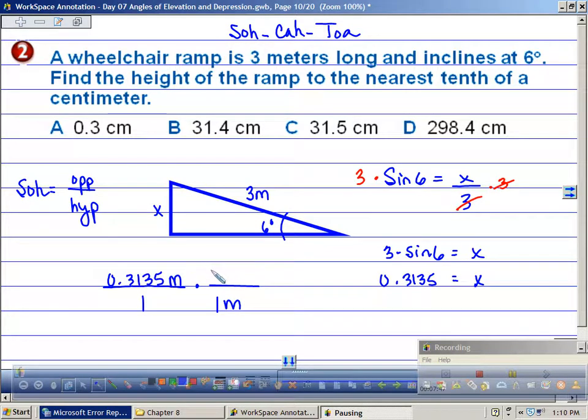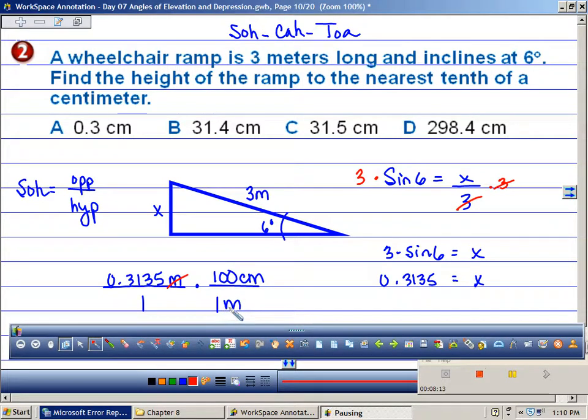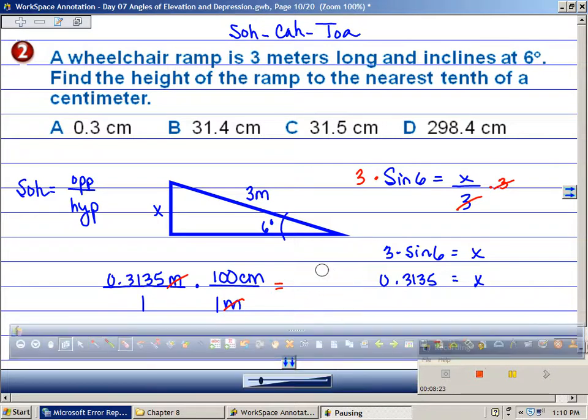How many centi? 100. Centi means 100, right? So there's 100 centimeters in 1 meter. So my meters cancel, and all I have to do is multiply by 100, which is 31.4, because when I multiply by 100, I just move the decimal twice.